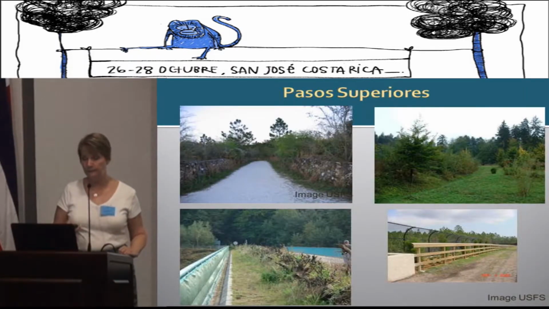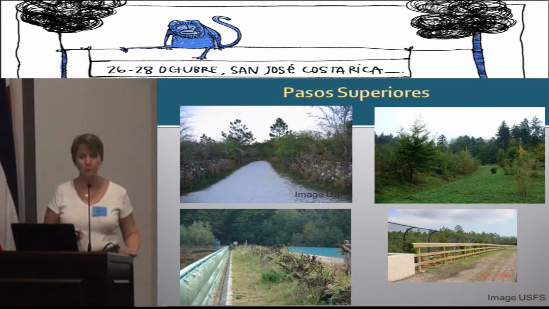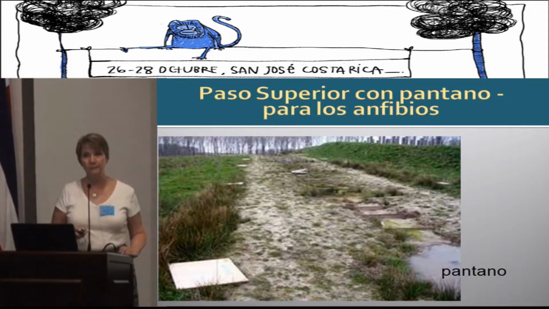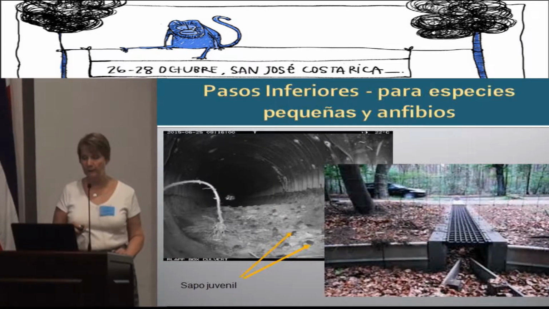And these can be in just all kinds of forms. Here are 4 examples of overpasses with very different types of substrates on the top. And not surprisingly, different levels of acceptance by the species that they were intended to serve. This one even has a tiny pond on top of it, and that was intended to allow sort of stepping stones for amphibians across a multiple lane highway.